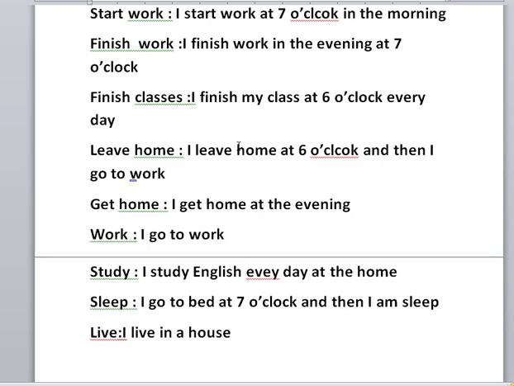Okay. It's all about daily routines. And you can write down about your daily routine. It's very helpful, especially for reading and writing. And also that's very important for you to improve your speaking. Okay. Also, it's all about present simple. Okay, it's about daily routine.